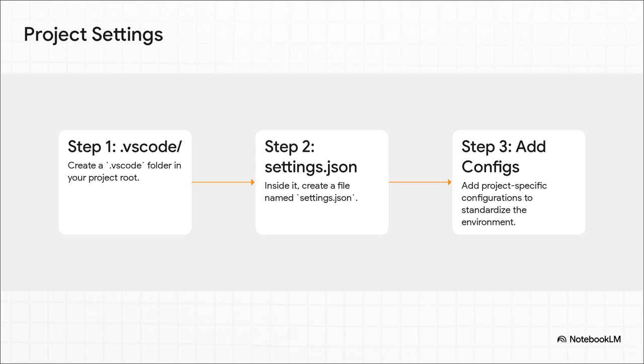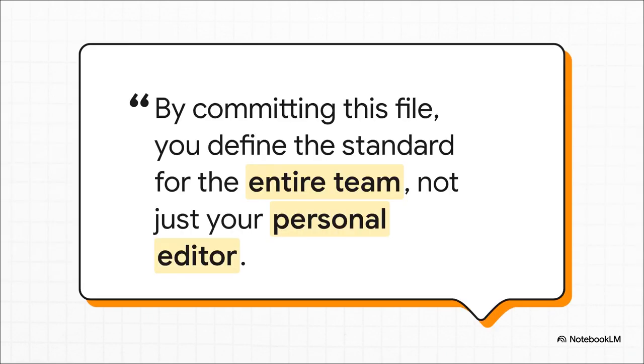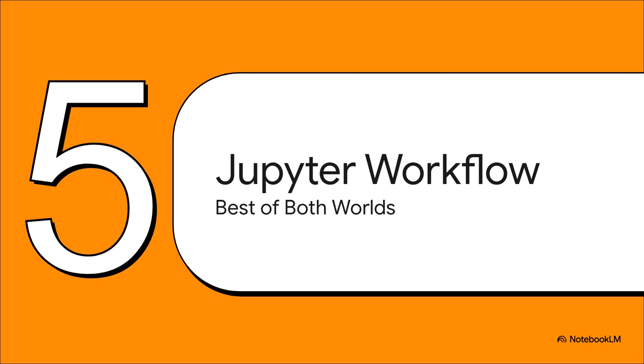That's it. Anything you put in here will now be the law of the land for anyone who opens this project. So look at this. This little piece of text is where the real power is. Because when you commit this file to your Git repository, you're not just saving your personal settings. You are defining the standard for the entire team. This one, for example, automatically turns on the Ruff formatter and sets up PyTest. Everyone hits the ground running with the same clean, tested setup. No excuses.